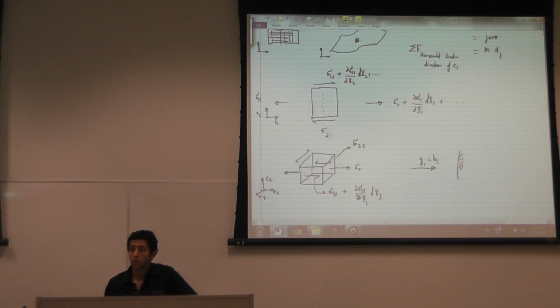For that one, should it be delta x1? No, because this is in the horizontal direction: sigma 3,1 in the back and sigma 3,1 in the front. They are different by this distance. Is that okay?